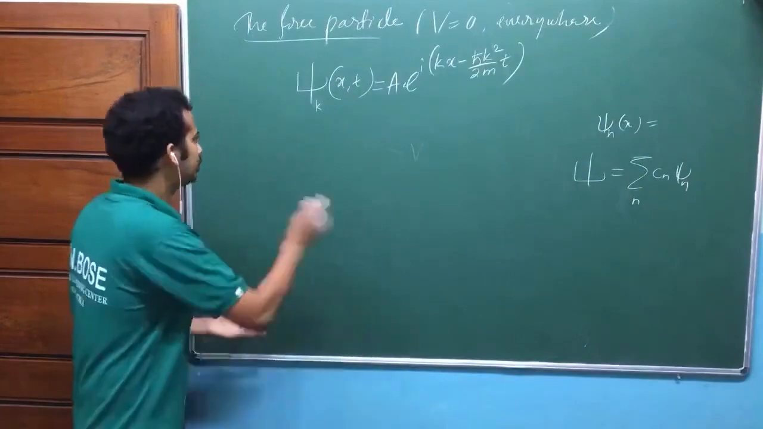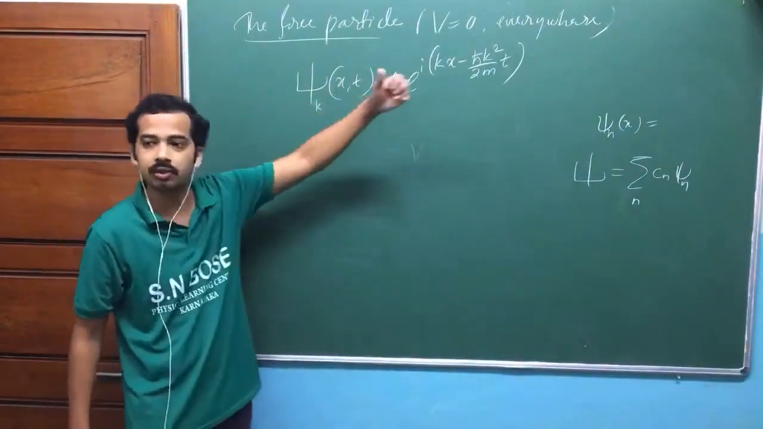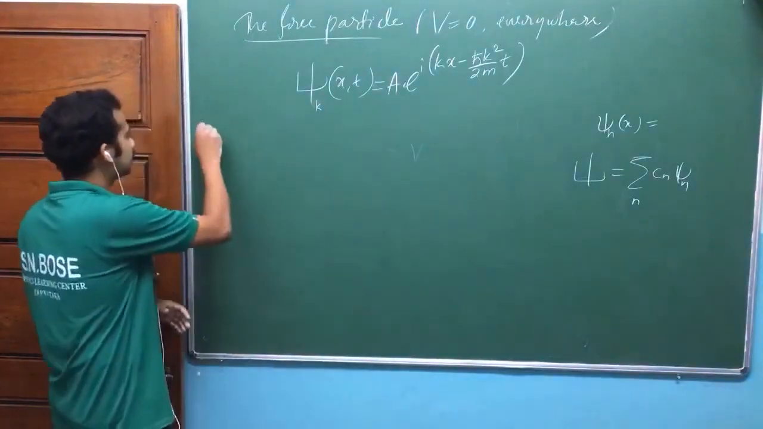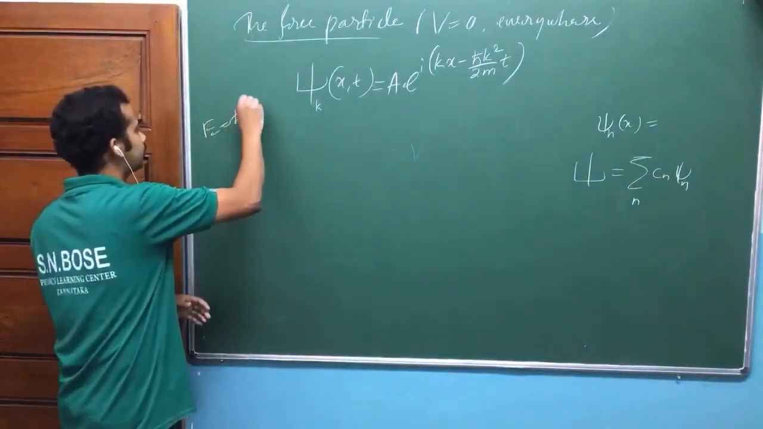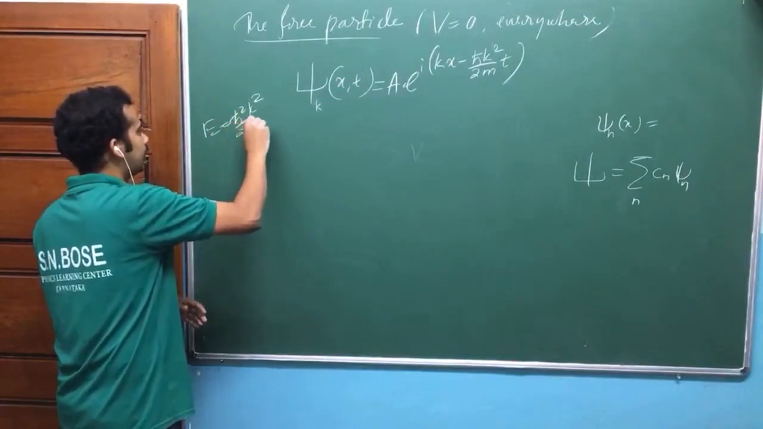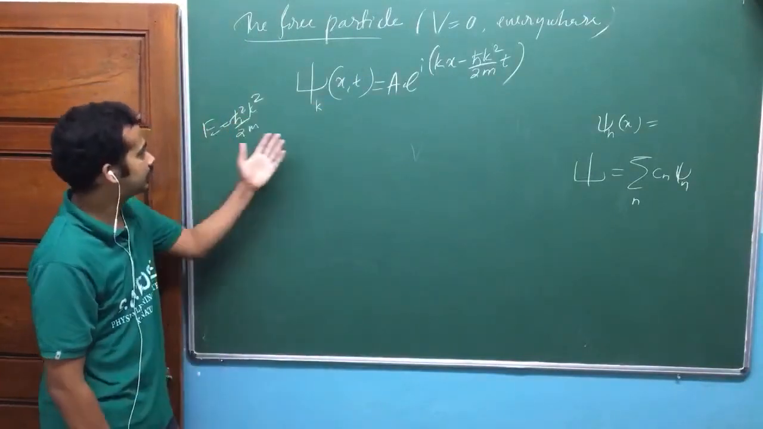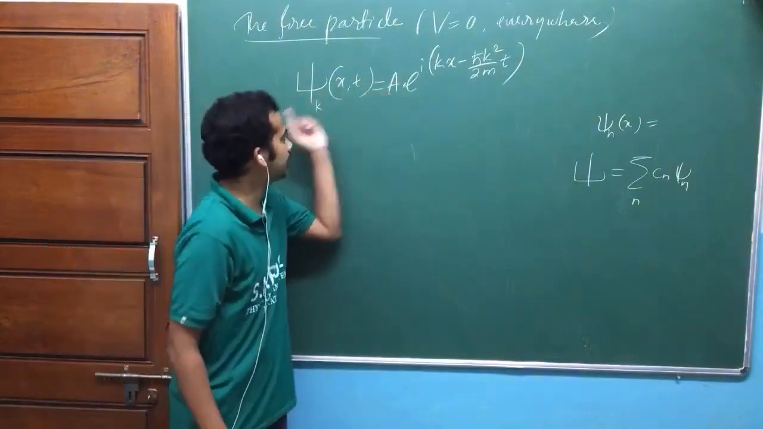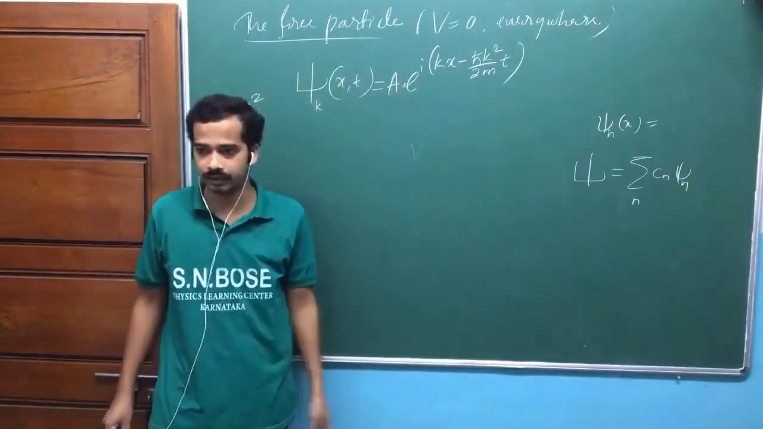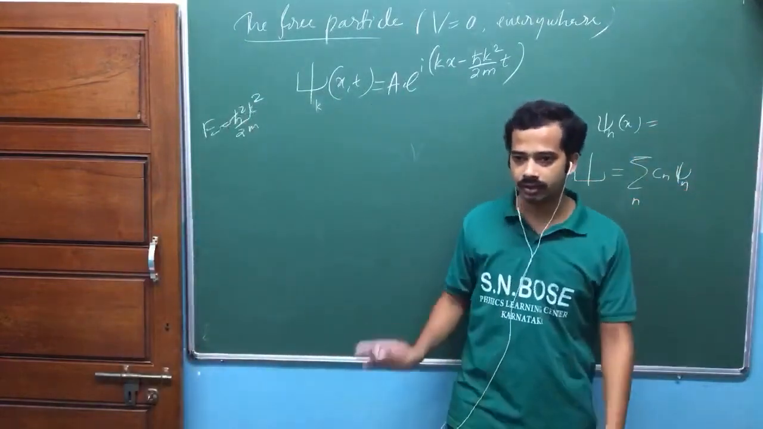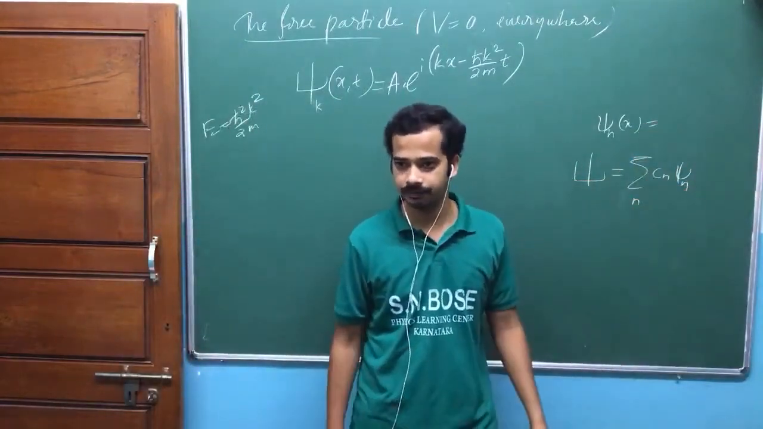Is that okay? Now look at here. Now rather than talking about energy, I'll talk about K, or I can talk about momentum, because K will decide energy, am I right? E is equal to h bar square K square by 2m. K will decide energy. That's why I can say this has state again. Here K is a continuous variable, but in case of particle in a box, energy was not a continuous variable; it was discrete.